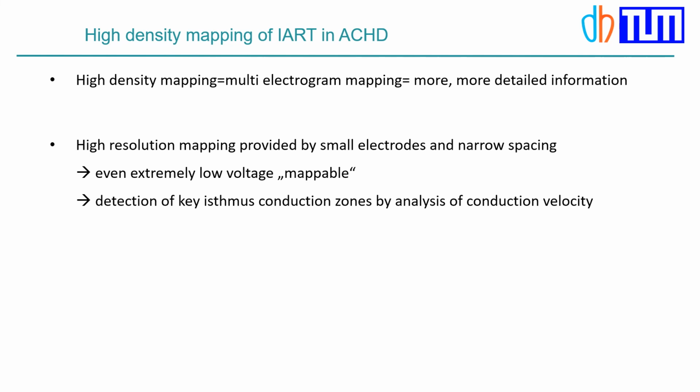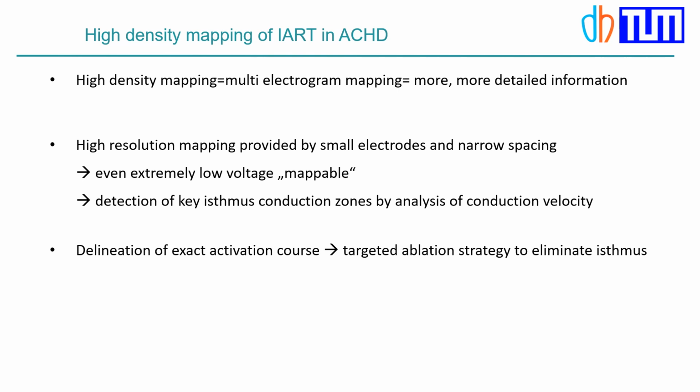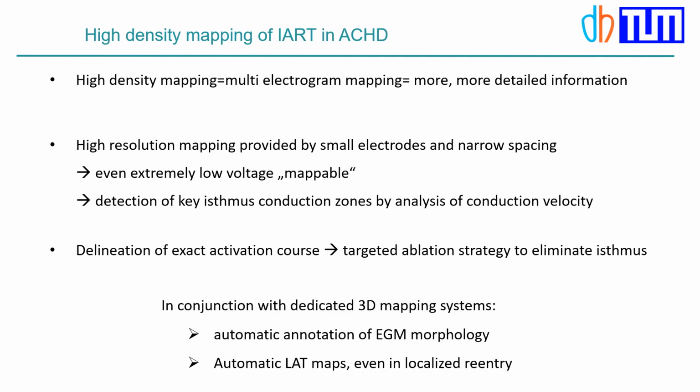But you have to target these slow conduction zones. You have to delineate the activation course, but you have to target these very slow conduction zones to eliminate the isthmus of these atrial tachycardias, and to prevent also then the next reentry that might be dependent again on the same extremely slow conduction zone. So in conjunction with a dedicated 3D mapping system, this high density mapping really provides a very powerful tool for the elimination of all these atrial tachycardias. Thank you for your attention.